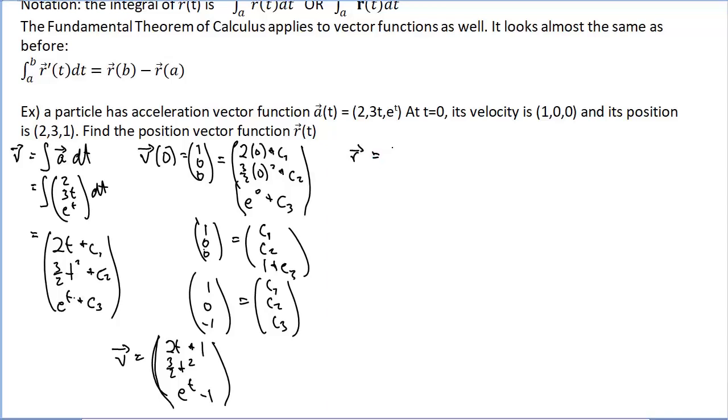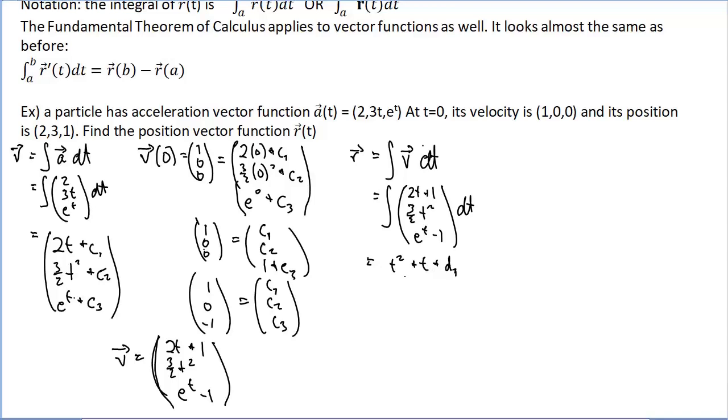So we know that r equals position vector equals the integral of the velocity vector. So that's the integral of the vector function we just found, 2t plus 1, 3/2 t squared, e to the t minus 1, all of that dt. And that equals t squared plus t plus some constant. I could use c1, c2, c3 again, but I already used them. So I'm just going to say d1, d2, d3. Okay, t squared plus t plus d1, 1/2 t cubed plus d2, e to the t minus t plus d3.